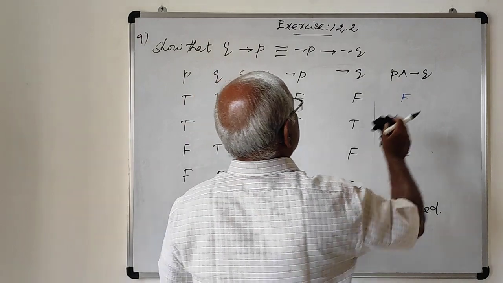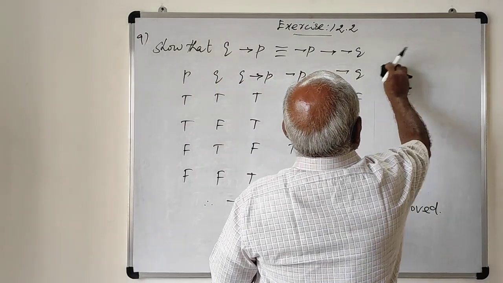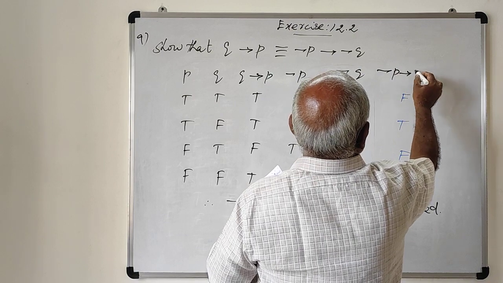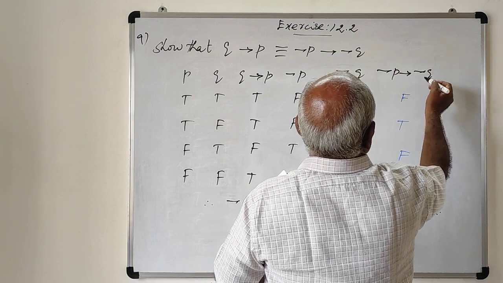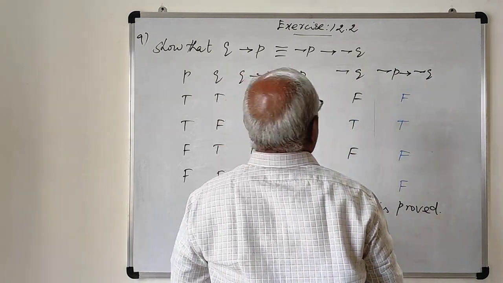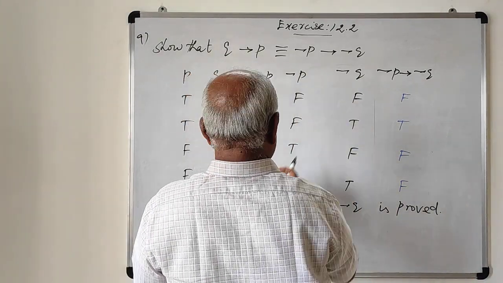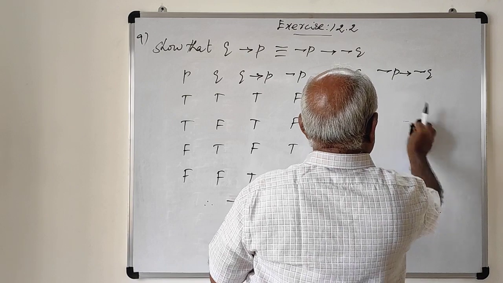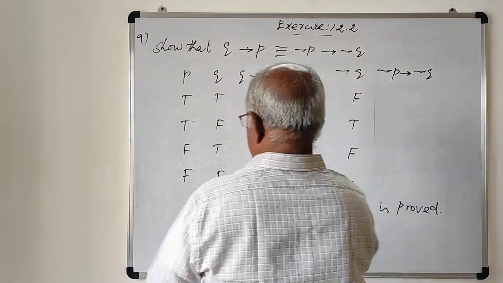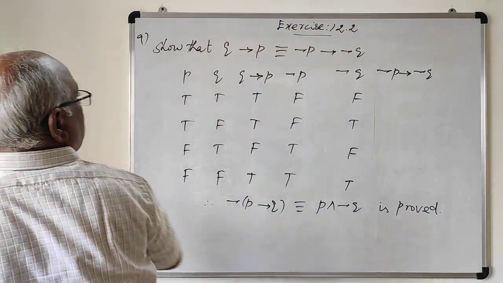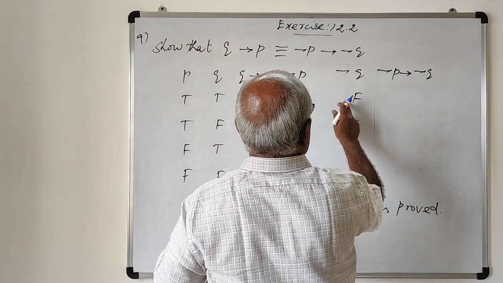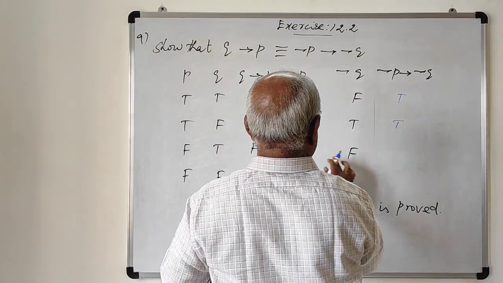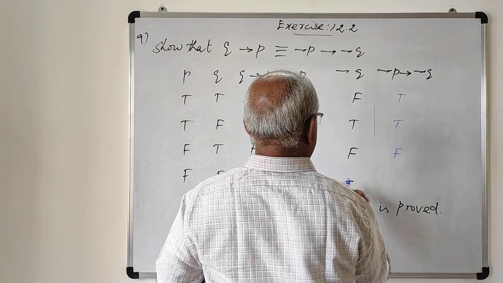Next, negation P implies negation Q. For these two statements, negation P, then negation Q. If negation P, then negation Q: F to F is T. F to T is T. T to F is F. T to T is T.